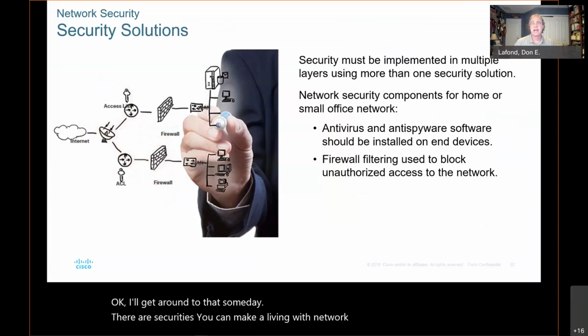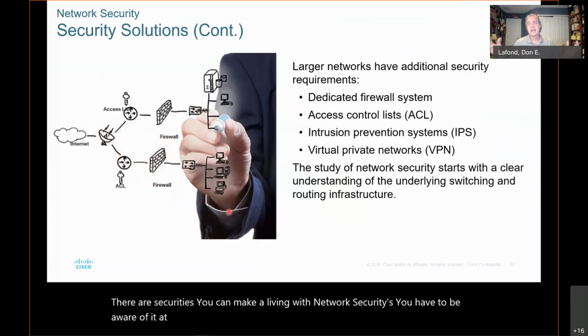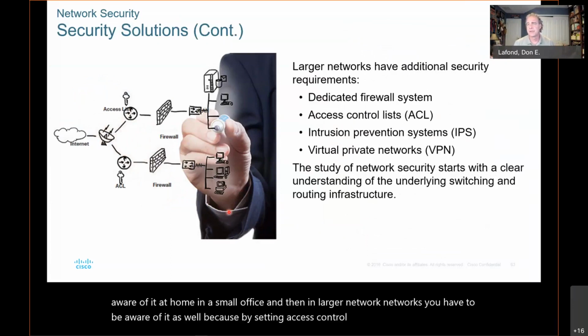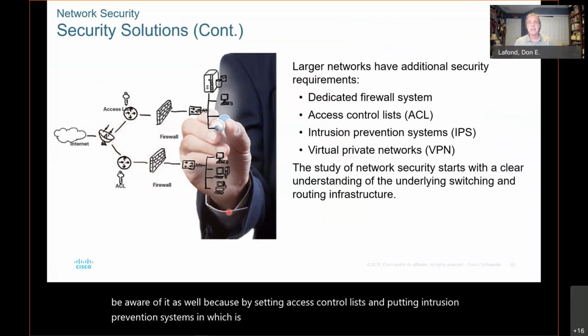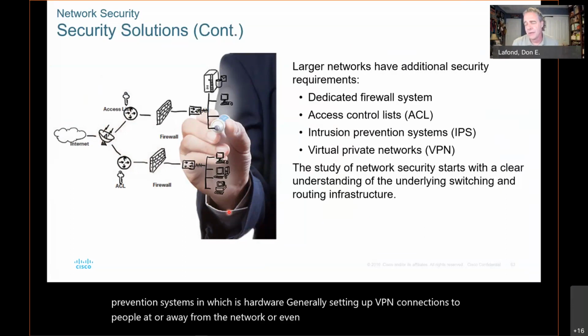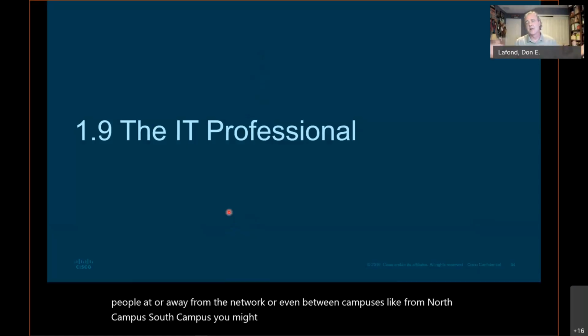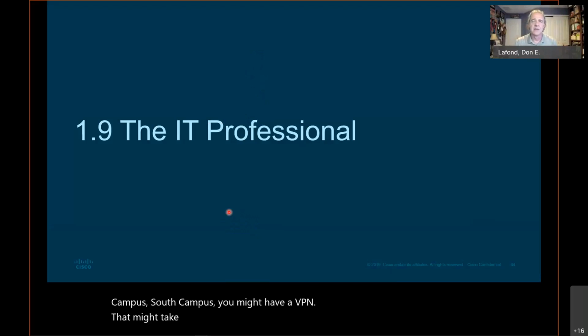You have to be aware of it at home and in a small office. And in larger networks, you have to be aware of it as well, by setting up access control lists, putting in intrusion prevention systems, which are generally hardware, and setting up VPN connections to people that are away from the network, or even between campuses, like from North Campus to South Campus. A VPN can take all that information and make it safe. The IT professional, that's why you're here.